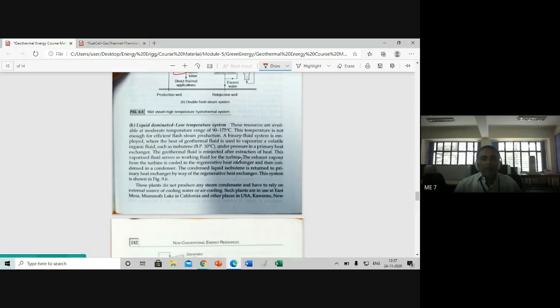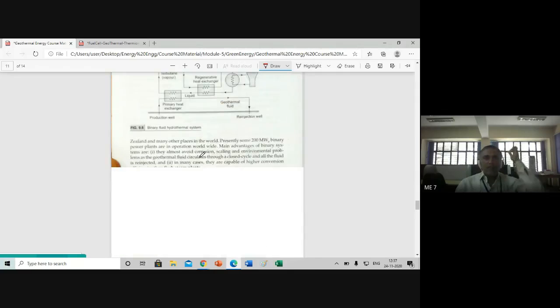Now you see, the temperature range of 90 to 175 degrees Celsius, which is the low temperature, is not enough for efficient flash steam production. A binary fluid system is employed. Okay. So that is this one.